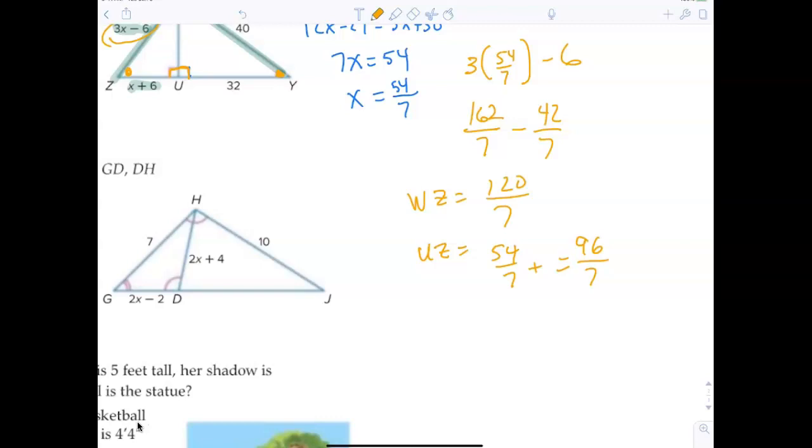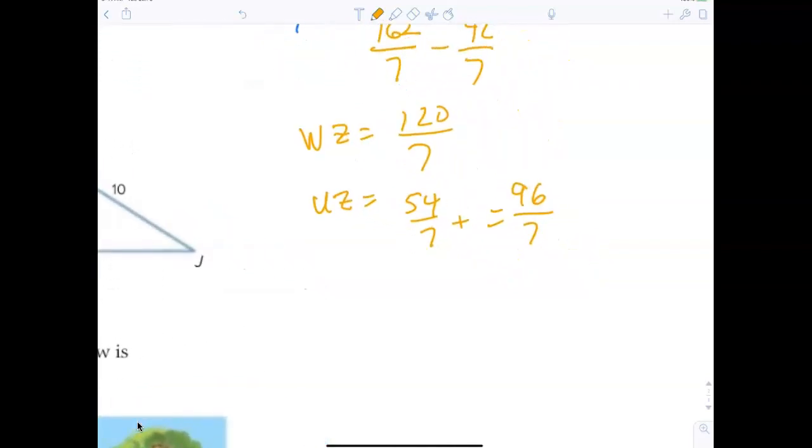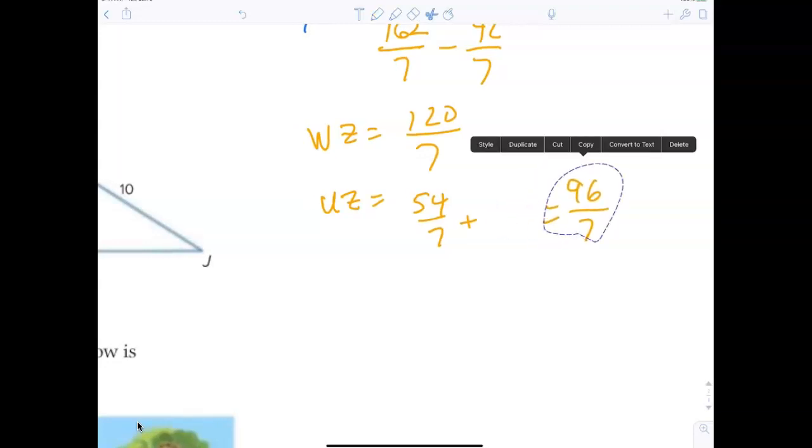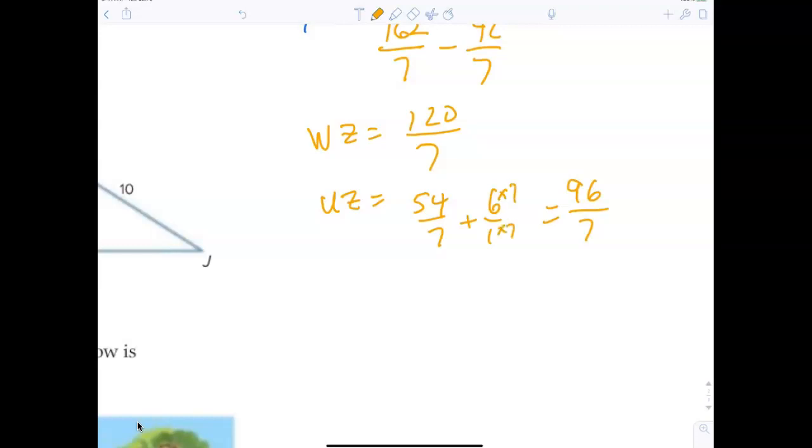Yes, ma'am. So you just I just got a common denominator. All right, so let's break it down because I did skip that step. I'm simply adding 6. Do you agree? 6 over 1 times 7. Now I have the common denominator. So now that's 42. 42 plus 54. 96. Good. That's what I want everybody to do.